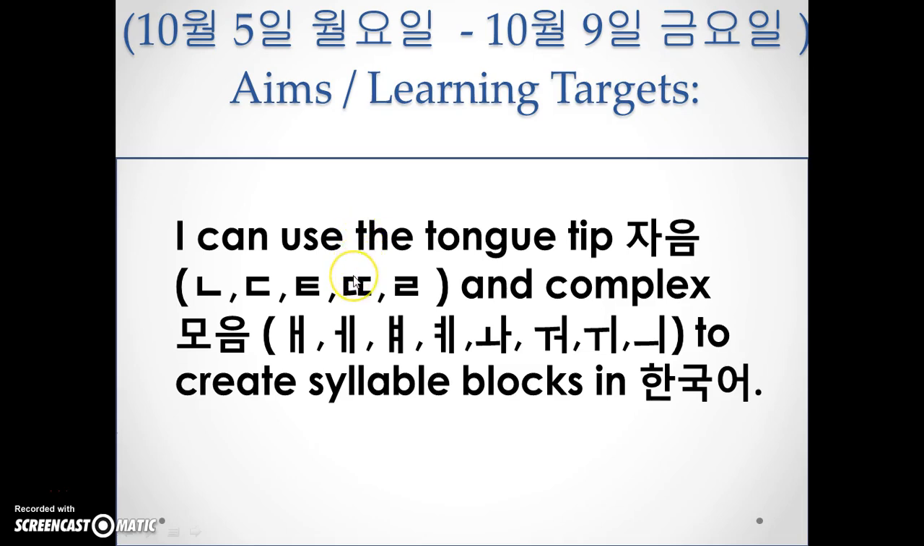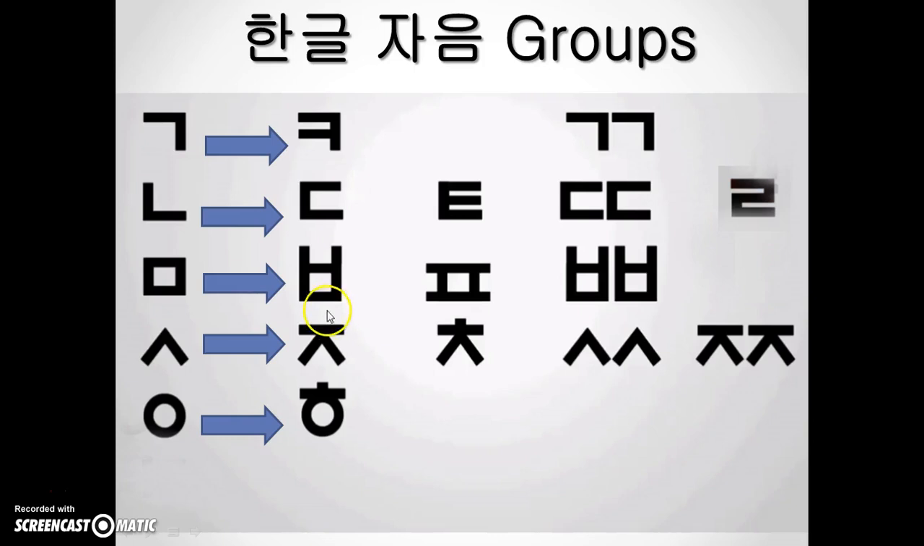We're going to learn about the tongue tip 자음, or tongue tip consonants, and the complex vowels, complex 모음. Okay? So just to recap, we learned the 5 basic consonants in the last 2 weeks. This is 기역, 니은, 니음, 치오, and 이응, right?